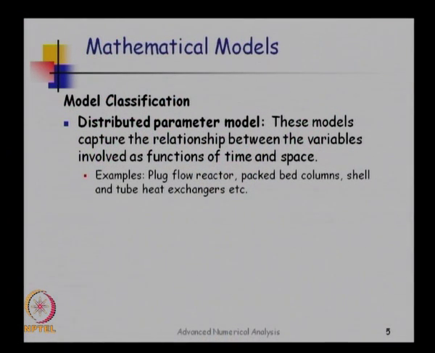Well, from a mathematical viewpoint, how do I classify these models? We can have a variety of classifications, but one classification that is relevant to this course, which will show up in a different way in terms of classes of model equations that we investigate, is into distributed parameter models and lump parameter models. By this classification, we are looking at two classes. One deals with variation in time and space. Distributed parameter models capture relationships between different variables, not just in space, but also in time. When I say space, it could be in multiple dimensions, not just a single dimension.